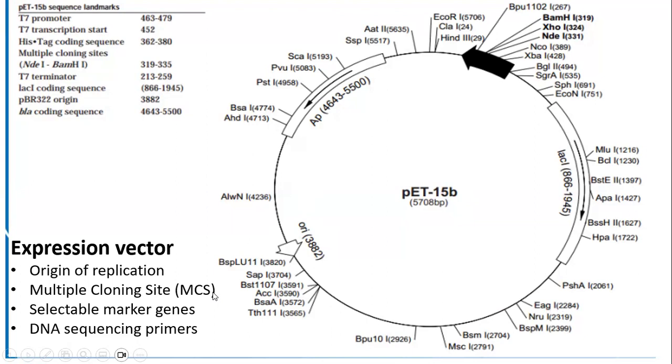Then we have a multiple cloning site, which is used for cloning. A selectable marker, here we have an ampicillin resistance selectable marker, and sequencing primers, which are similar again to that of the cloning vector with slight modifications. And apart from that, we also have a regulatory region present here, which is encoding the lacI gene, which is encoding the repressor protein.